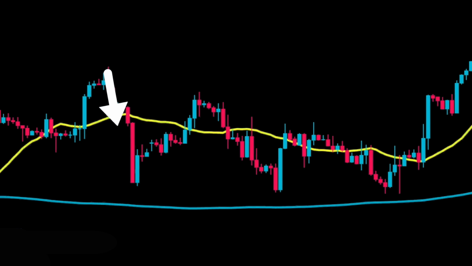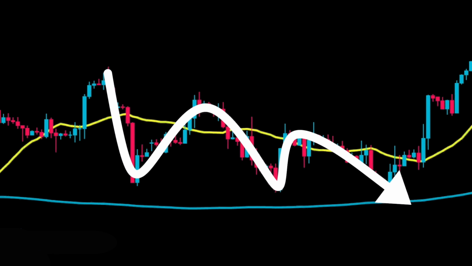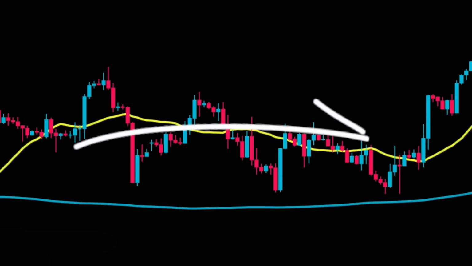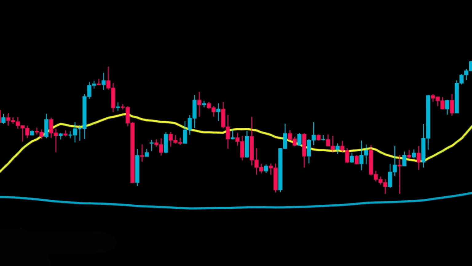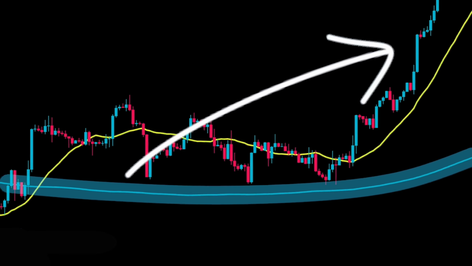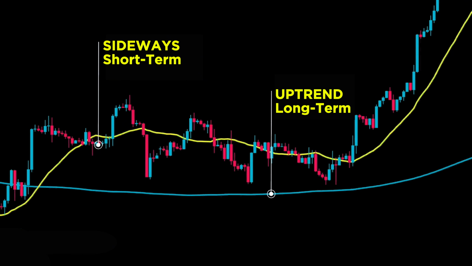Zooming into this chart section shows the price fluctuating closely around the 20 MA for quite a while. This indicates a short-term sideways market. However, notice that the price consistently held its position above the 200 MA at the same time. This shows the long-term trend is still up, creating a sideways consolidation with a clear bullish upward bias.